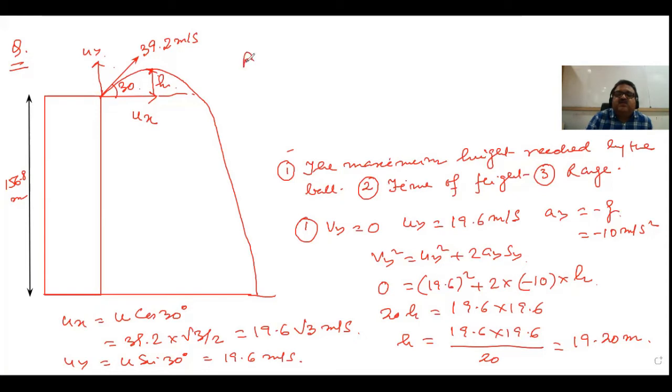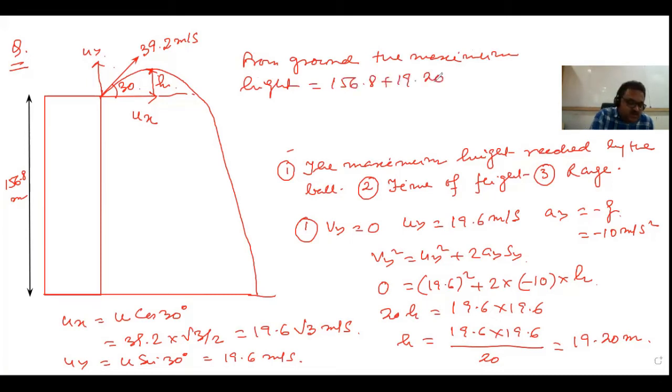From ground, the maximum height is 156.8 plus 19.20. So 19.20 plus 156.8. What is that? It is approximately 176 meter. Okay, approximately 176 meter.